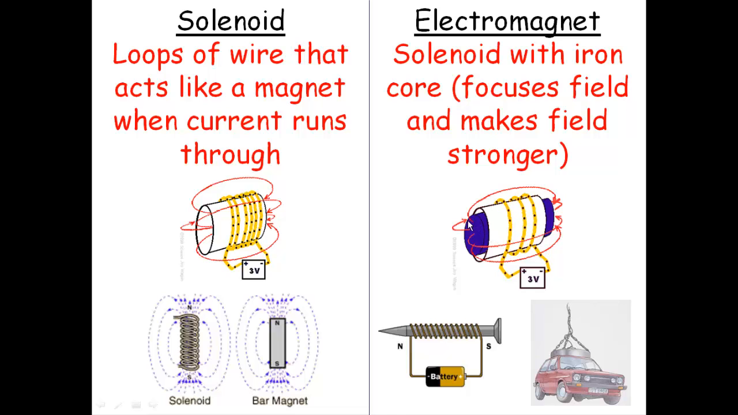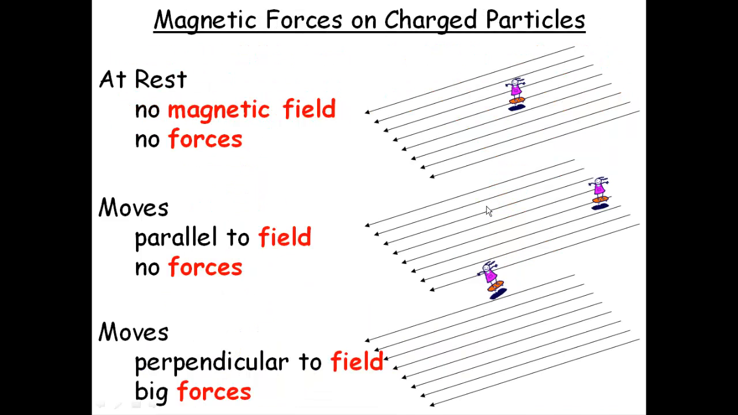If we add an iron bar to it, and that iron bar helps to intensify the field and direct the field, much like plumbing does for water, we have what's called an electromagnet. So an electromagnet is nothing more than a solenoid with an iron core. So how do these magnetic forces affect charged particles? Well, believe it or not, there is a relationship here.